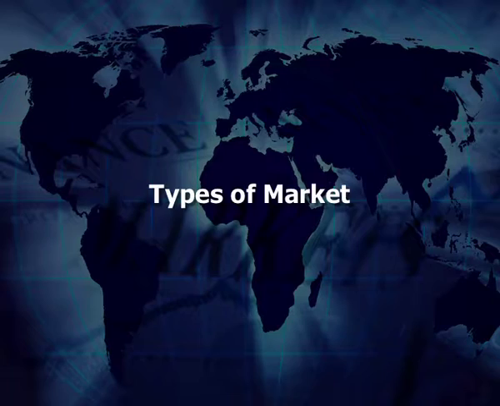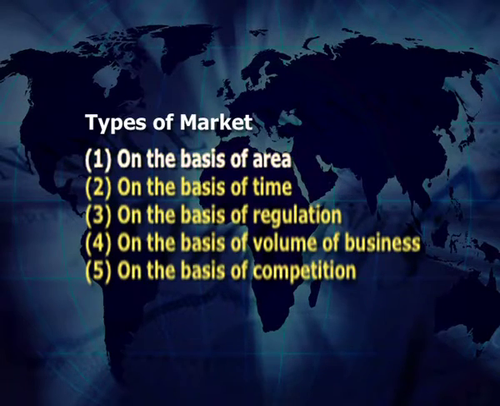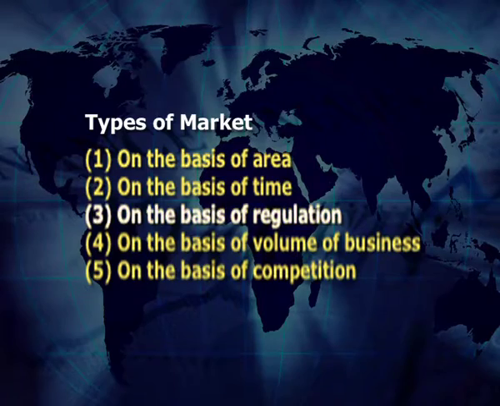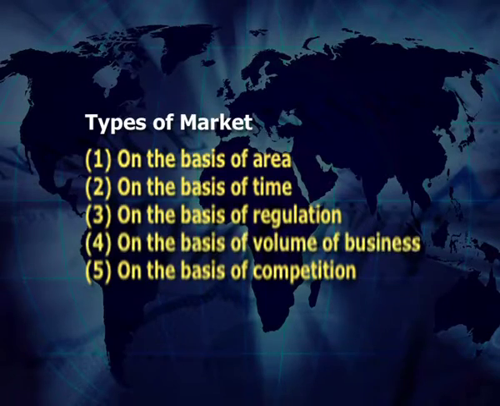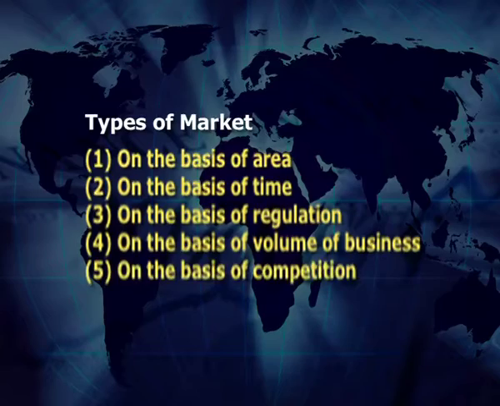Market has many types. On the basis of area, it is known as local market, regional market, national market and international market. On the basis of time, it is known as the very short period market, long period market and very long period market. On the basis of regulation, it is known as spot market and future market. On the basis of volume of a business, it is known as wholesale market and retail market. On the basis of competition, it is known as perfect competition, monopoly, monopolistic competition, oligopoly and duopoly.